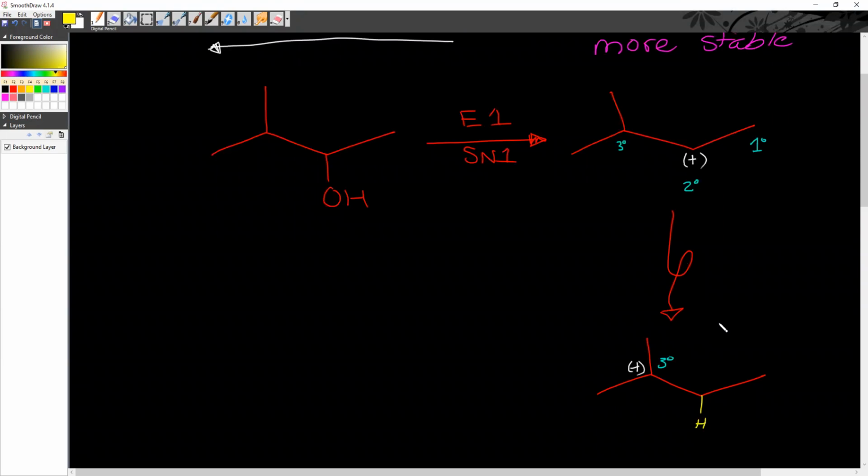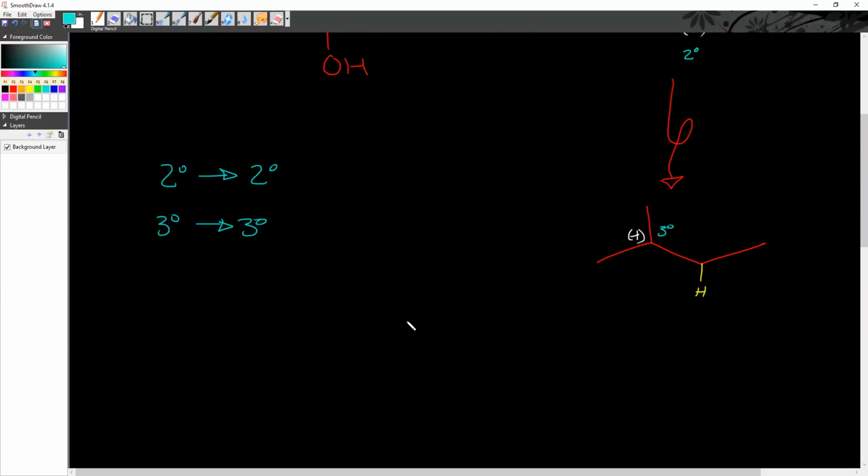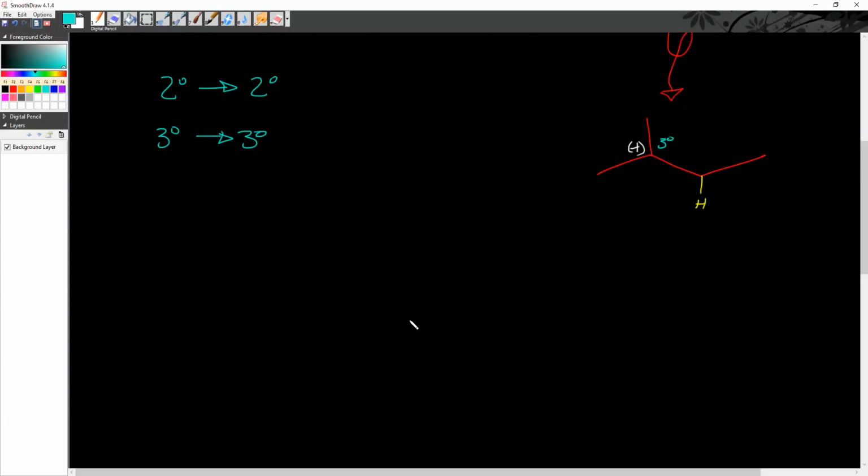We stop. Because the question people have all the time is, can I go from secondary to secondary, or from tertiary to tertiary? The answer is that only if it becomes more stable. This is hands down what carbocation and stability in general governs: if it's thermodynamically more stable, it will happen.